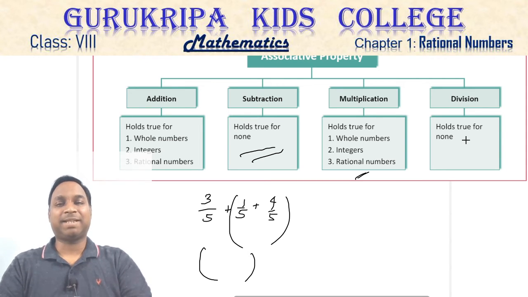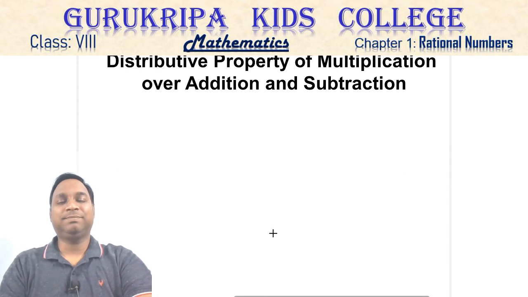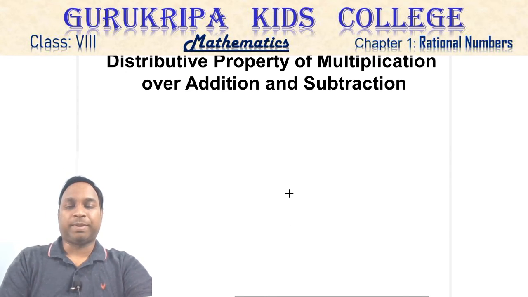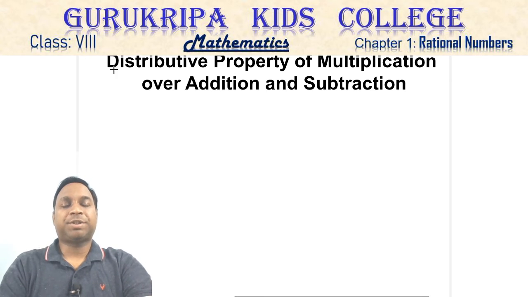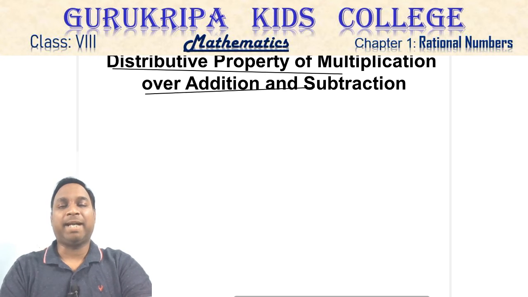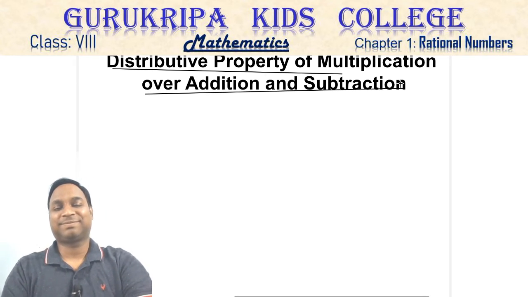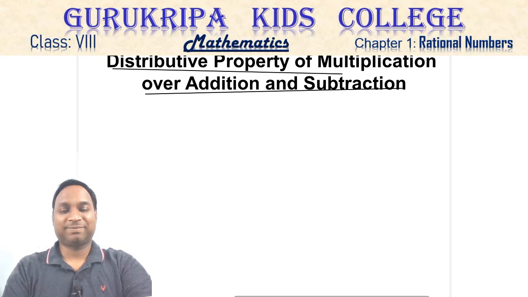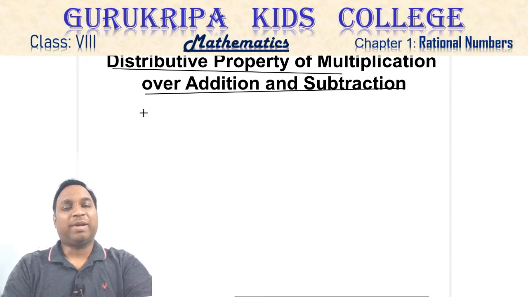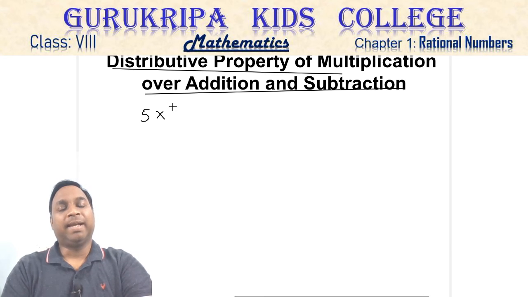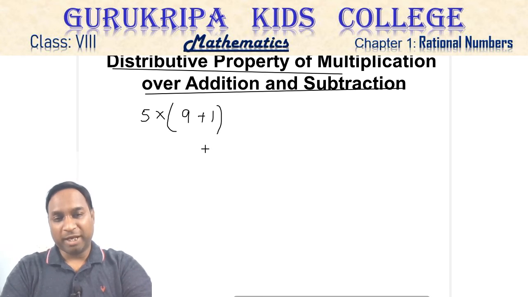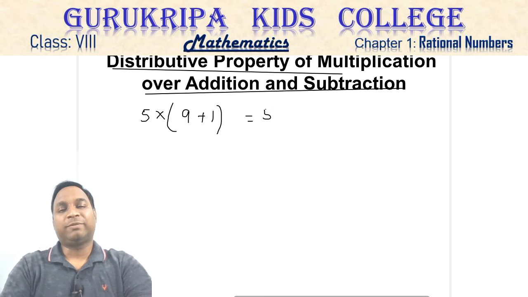ठीक है, आगे चले. Let's move further. Okay. There is one more property. That property is called distributive property of multiplication over addition and subtraction. What does it mean? It means like if you have to multiply 5 into 9 plus 1. If you have to do this, what can you do? You will do this addition first, 10, and 5 into 10 will give you 50.